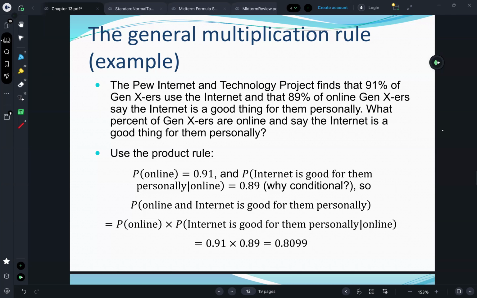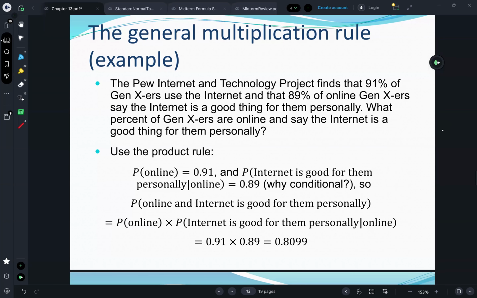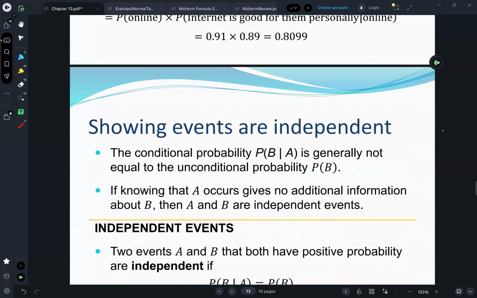Exactly. Yeah, it'll be in there. Yep, it'll be given in the question. Good.